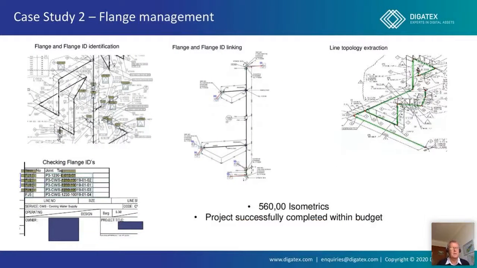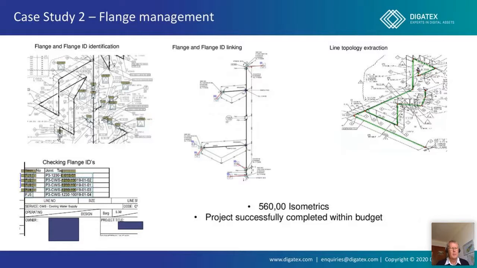The second case study is around flange management. Now, Petronas was the client who came to us and said to us, look, we have 560,000 isometric drawings, all in PDF. What we'd like you to do is to create a flange register for us for all of those isometric drawings. They're all in PDF. So what our AR platform had to do was to open up the drawing. You can see the top left-hand box.